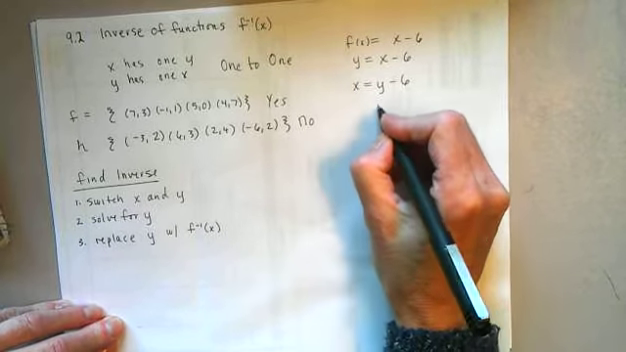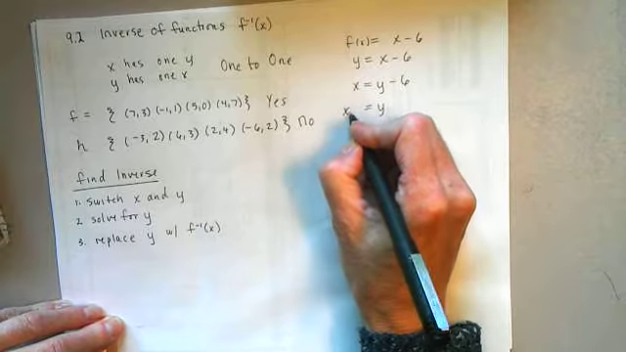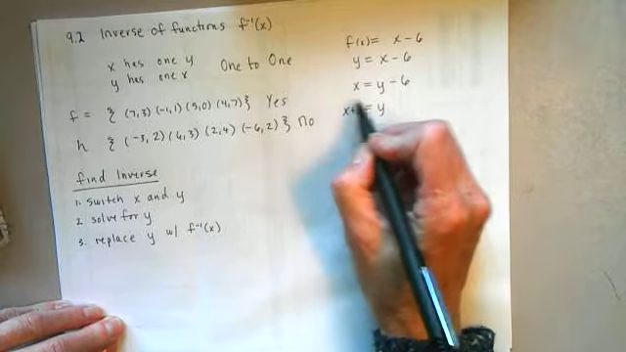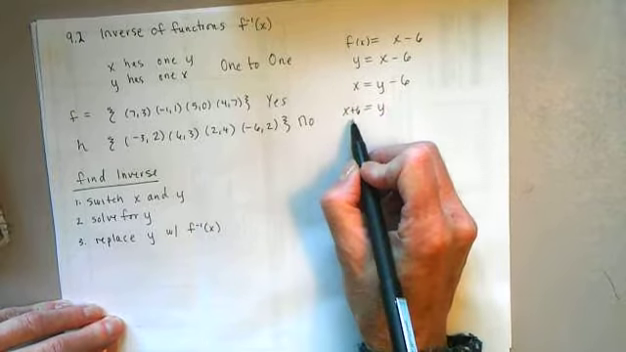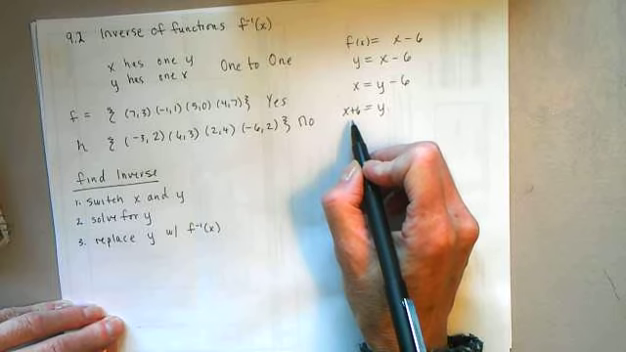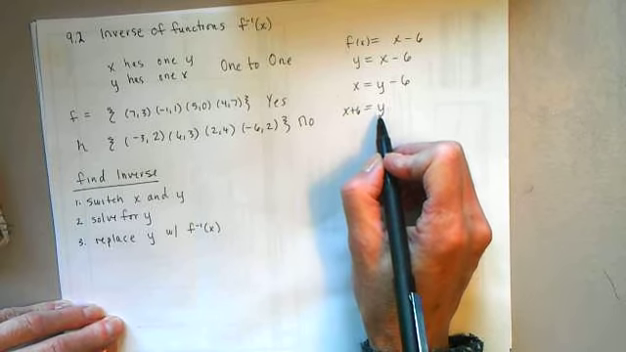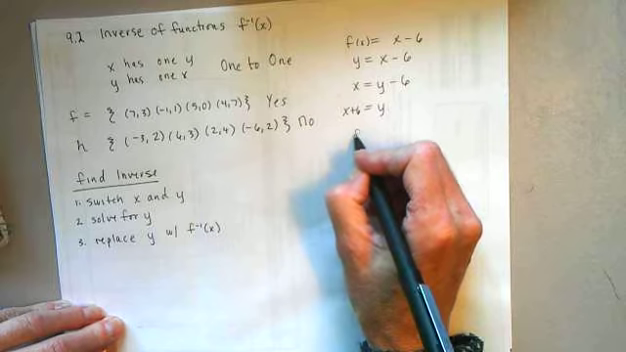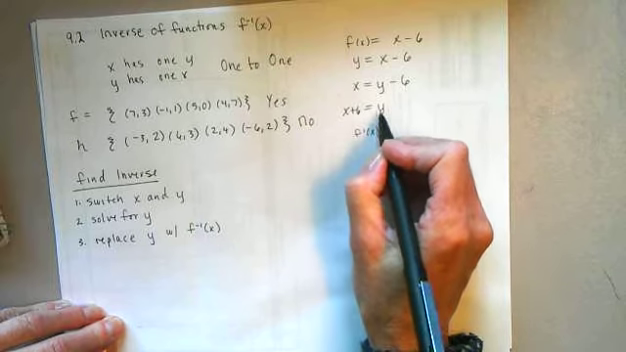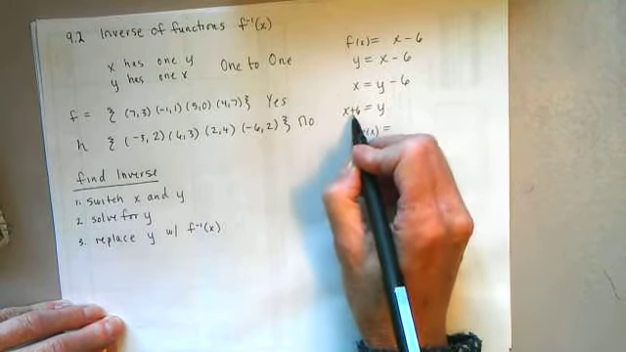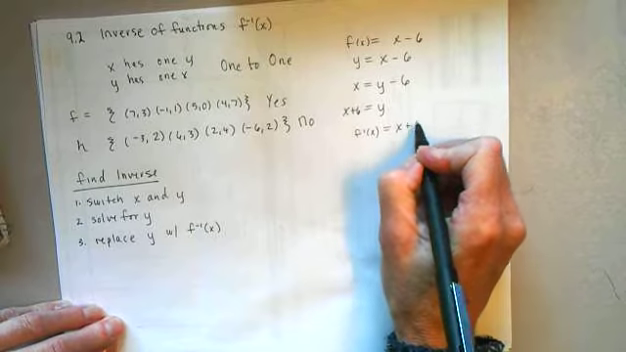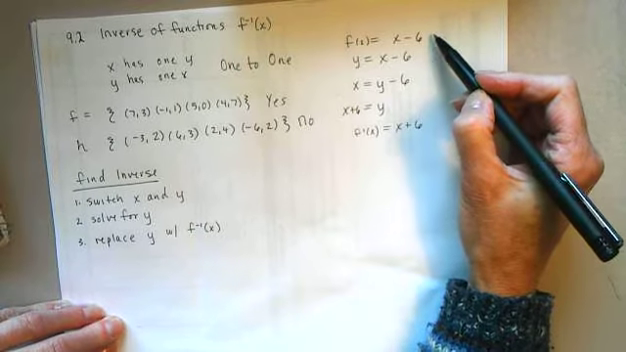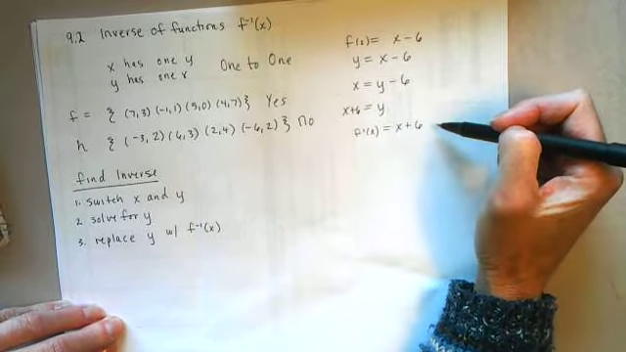So to get y alone, I can see that I will add this 6 to both sides. So I now have x plus 6. So now I want to tell them that that's my inverse. So instead of y, I'm going to flip-flop it. I'm going to write f to the -1 of x equals, and now I'll put my x plus 6. So this is the function, and this is its inverse.